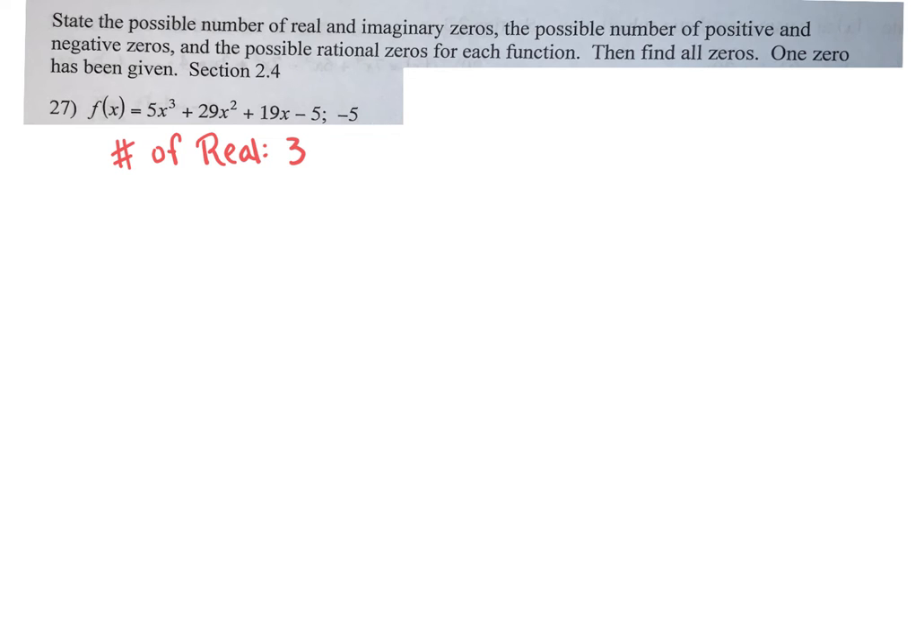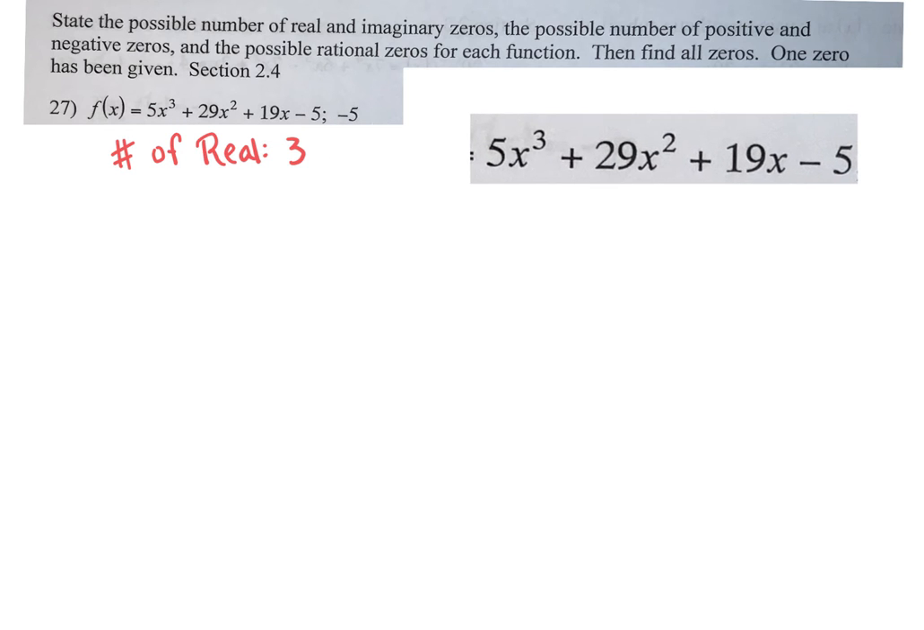For the positive and negative, I am going to use my Descartes rule of signs here. So for positive, I'm just going to say this is positive, so we don't count it. This is positive, so no. This is positive, this is negative, so that would be 1. So number of positive potentially is going to be 1.